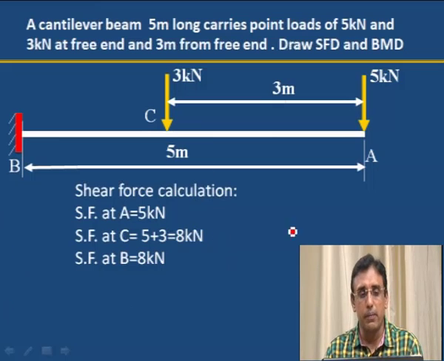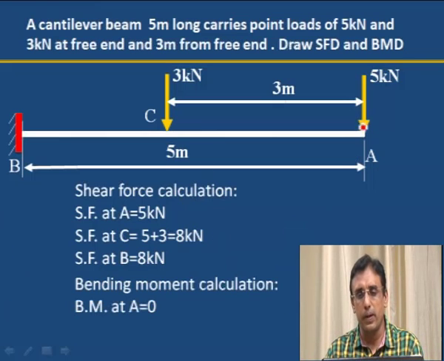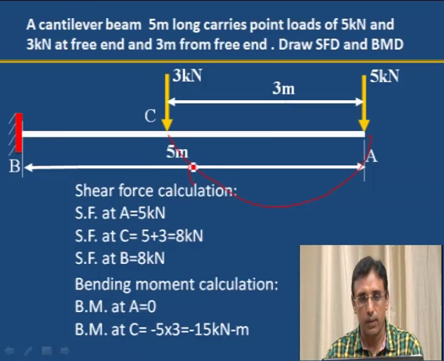Next, bending moment calculation. Bending moment at A is 0 because for a cantilever beam the bending moment at the free end will always be 0. Force into distance is 0. Bending moment at C. This is the C point. Up to here we have to take the moment. 5 kilonewton into 3 meter distance. Moment means force into perpendicular distance. Here force is 5 kilonewton and distance is 3 meter, minus 5 into 3 because it is a clockwise moment, minus 5 into 3, minus 15 kilonewton meter.